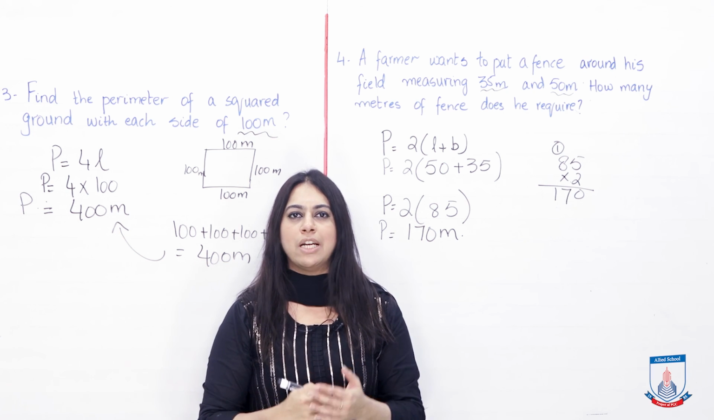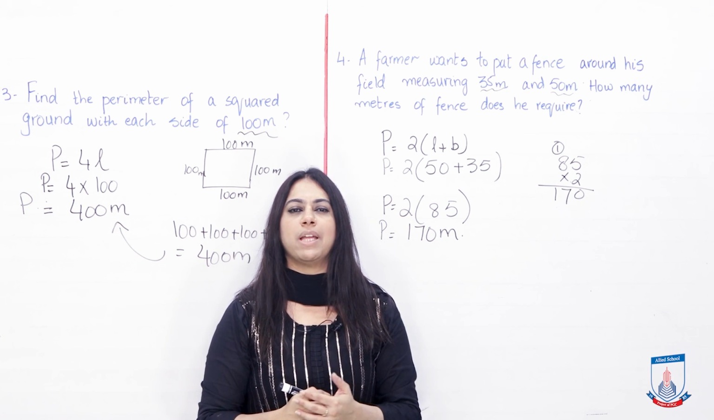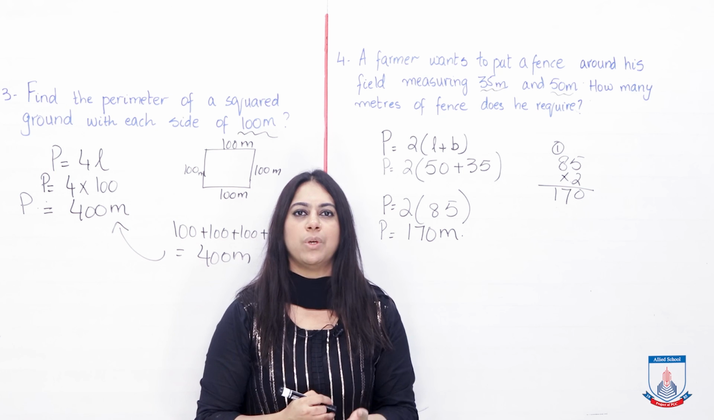I hope that you understood the concept of finding the perimeter of a square and a rectangle with the formula.